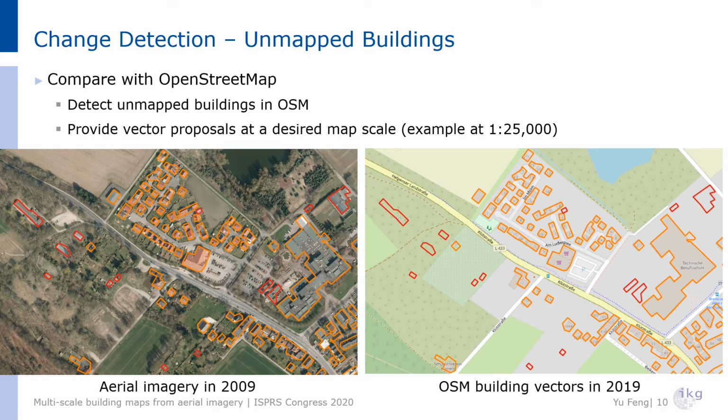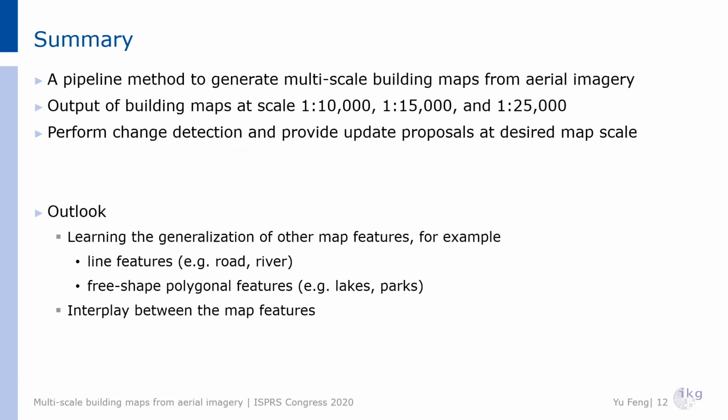After performing change detection to detect the unmapped buildings, as shown in the red vectors, we present the update proposal at a map scale of 1 to 25,000. As a summary, a pipeline method has been developed to generate multi-scale building maps from aerial imagery, and the output building maps are at the scales 1 to 10,000, 1 to 15,000, and 1 to 25,000. We can also perform change detection and provide update proposals at the desired map scale.